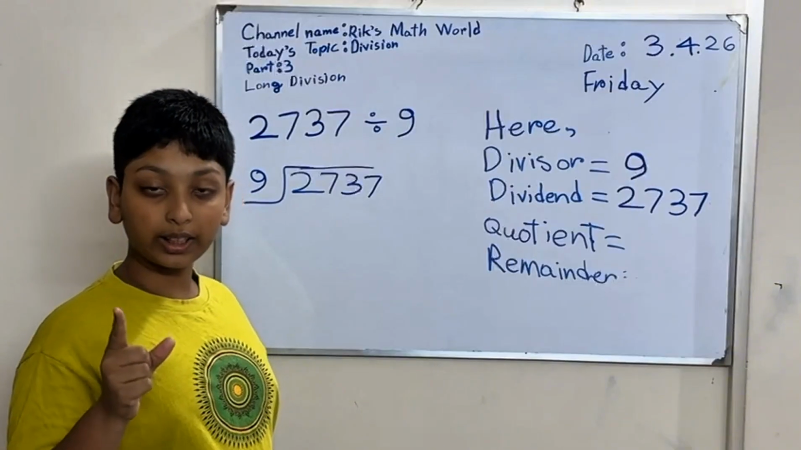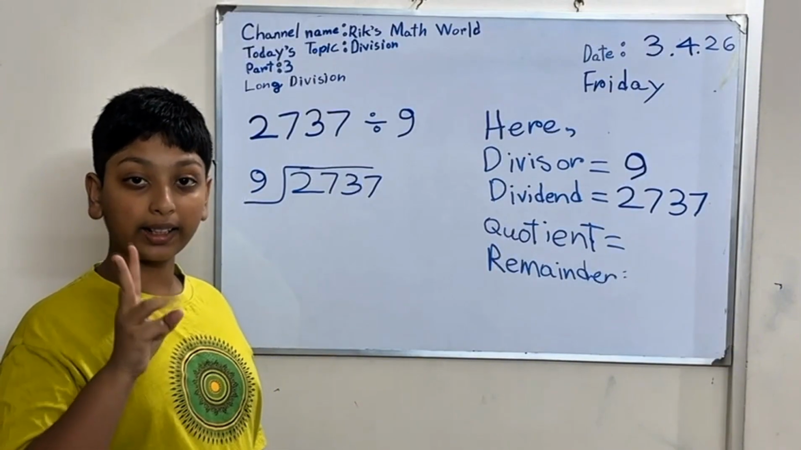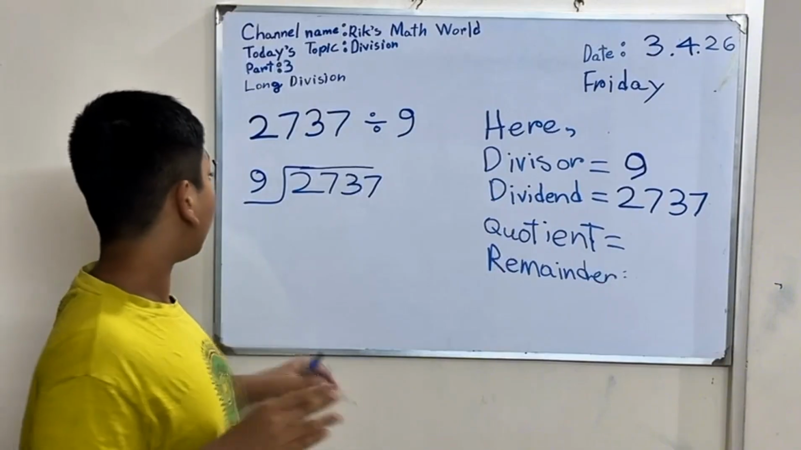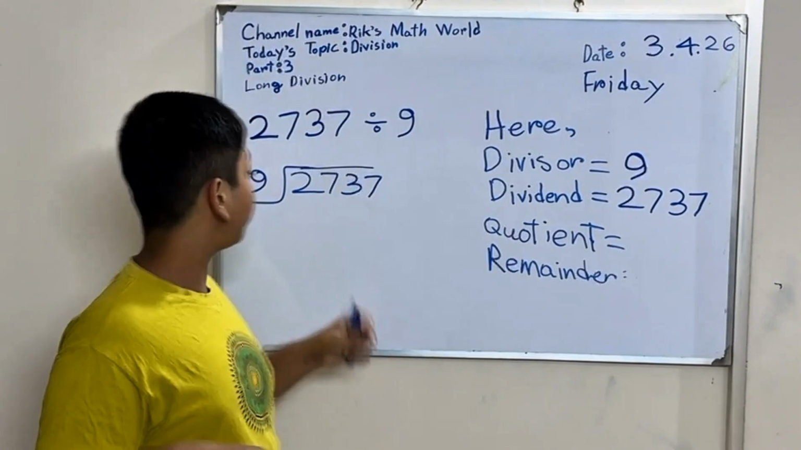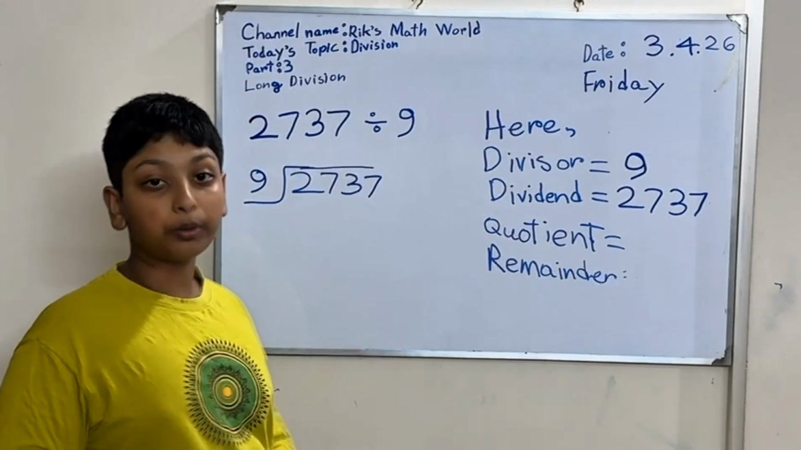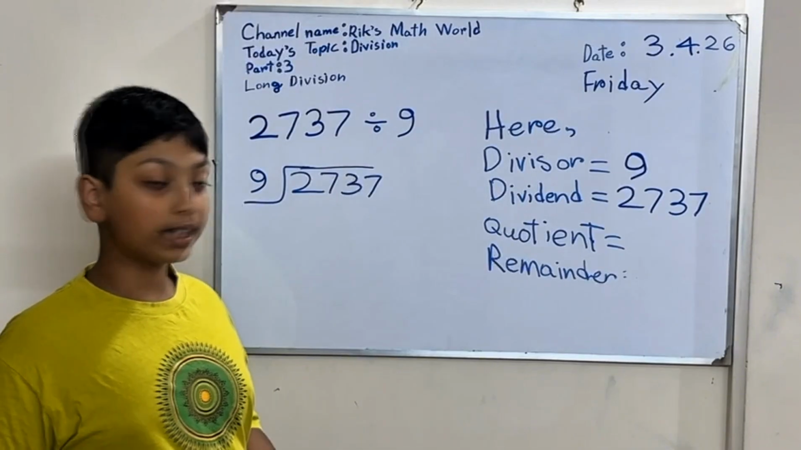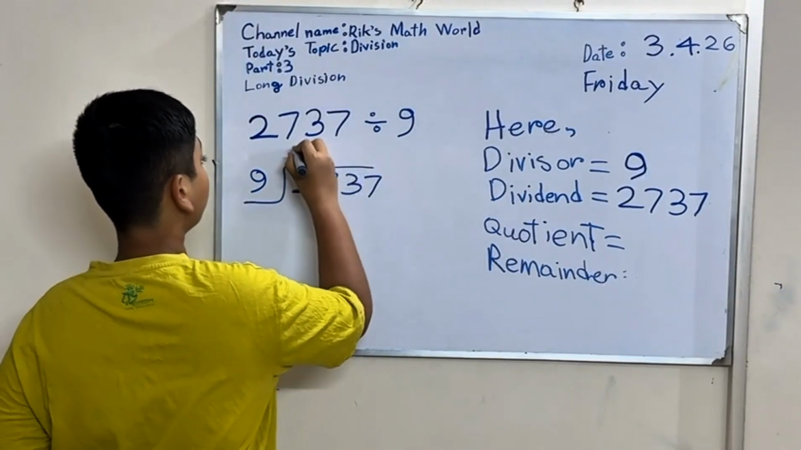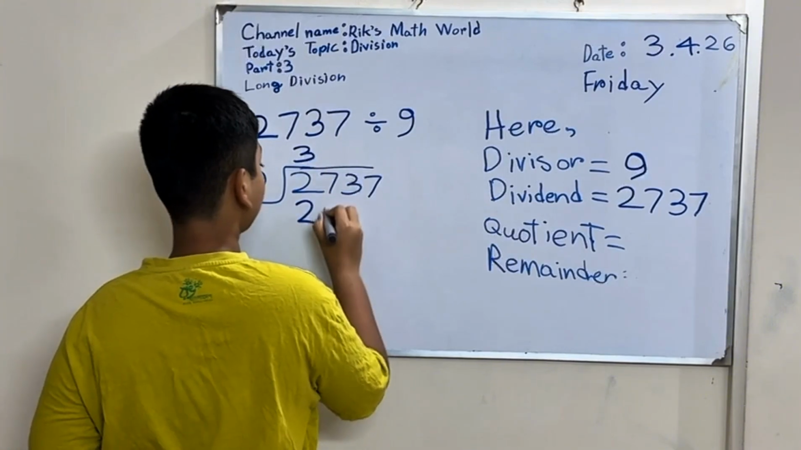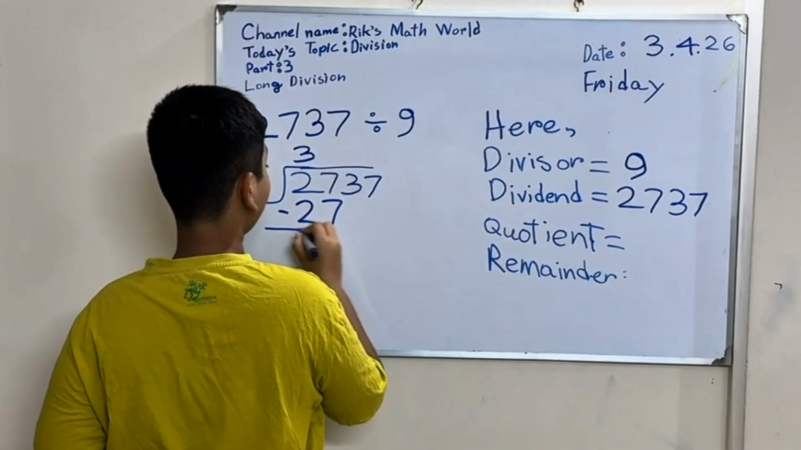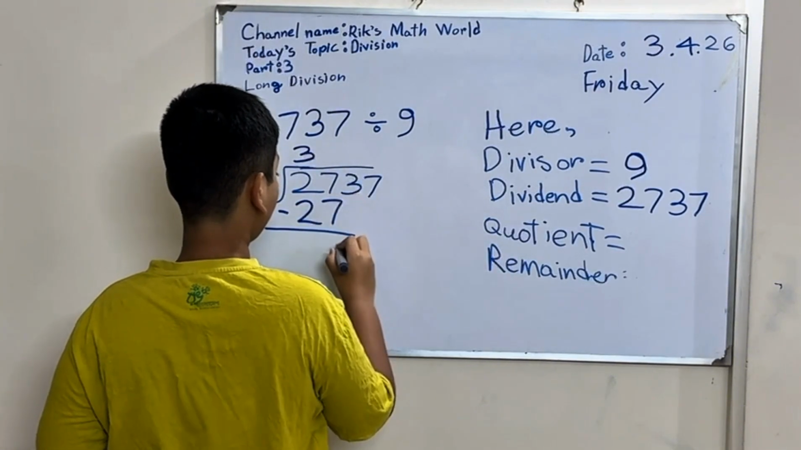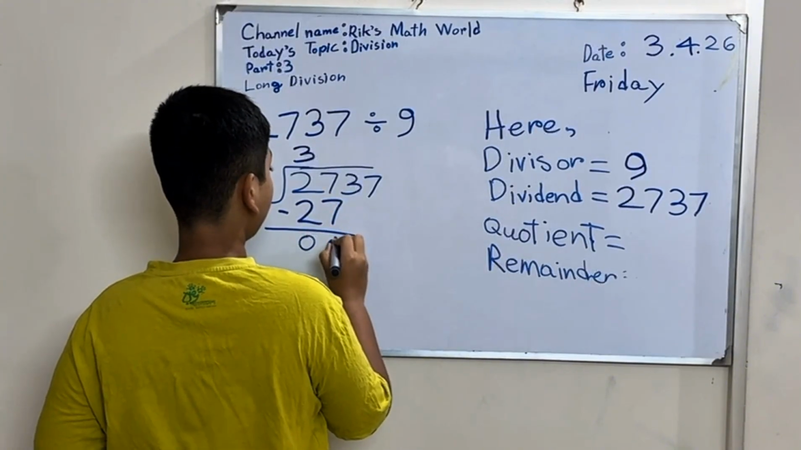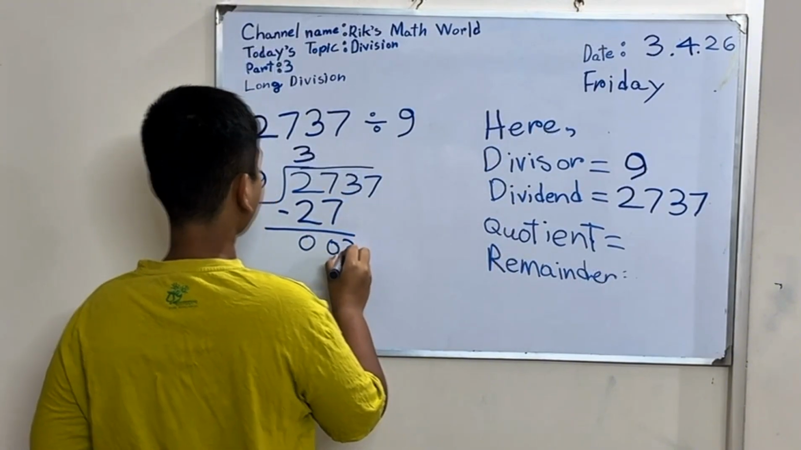So 9 ones are 9, 9 twos are 18, 9 threes are 27, 9 fours are 36. 9 fours are 36 is bigger than 27, so we cannot place that here. So we have to place 9 threes are 27. So we will write 3 here and then 27 here. Now we have to subtract them. So here will be 0 and 2 subtracted by 2 is 0. Now I have to drag this 3 down.